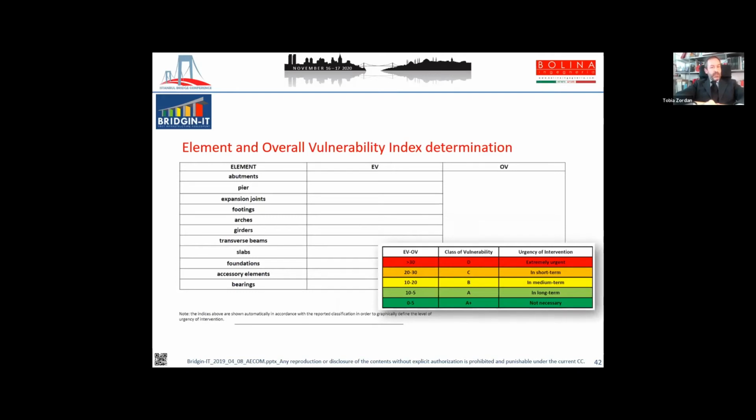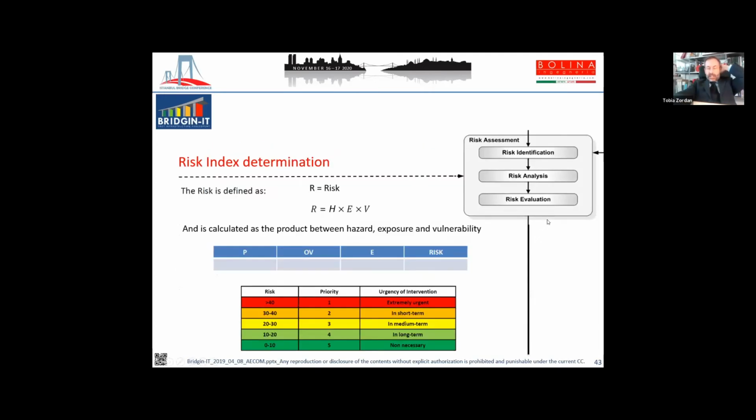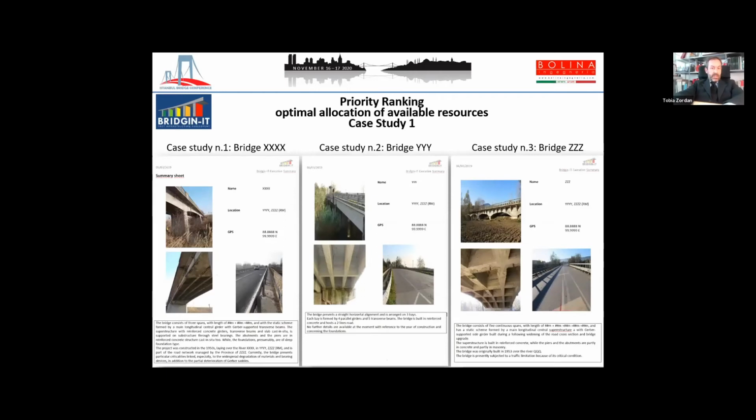And finally, you end up with a class of vulnerability for each single element and for the overall bridge. And the class of vulnerability is linked to the final determination of the risk index, which is given in terms of urgency. How urgent is the intervention on a single bridge within a big asset?